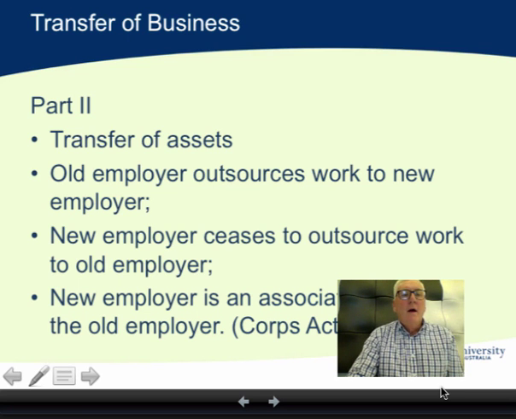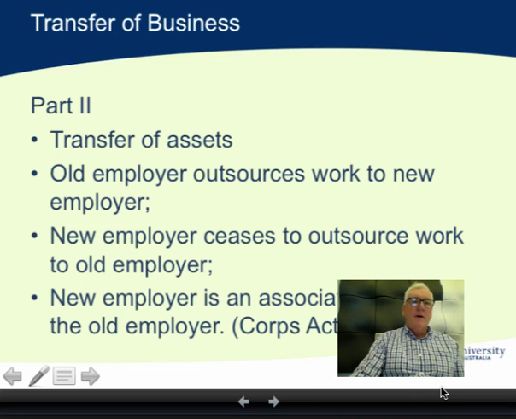Or the final catch-all on the end is the relationship between these two employers is that they're an associated entity of the old employer. You can have a look at the Corps Act, but just in general terms, it simply means things like you're a subsidiary or a related company where the shares in your company are pretty much substantially owned by the company that's the related entity. So just imagine companies and subsidiaries, that sort of arrangement.